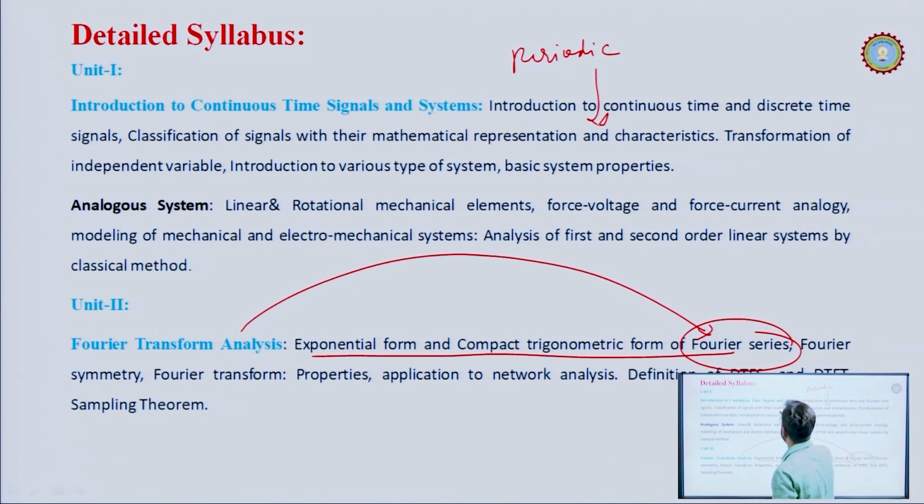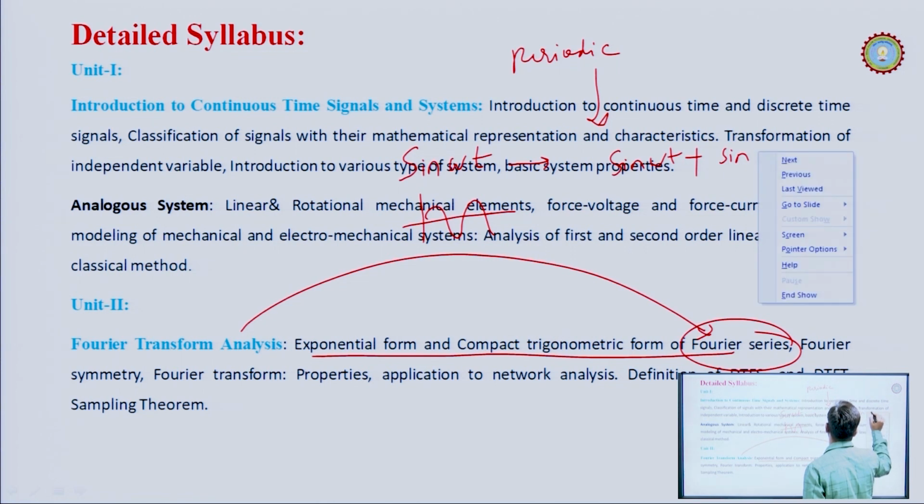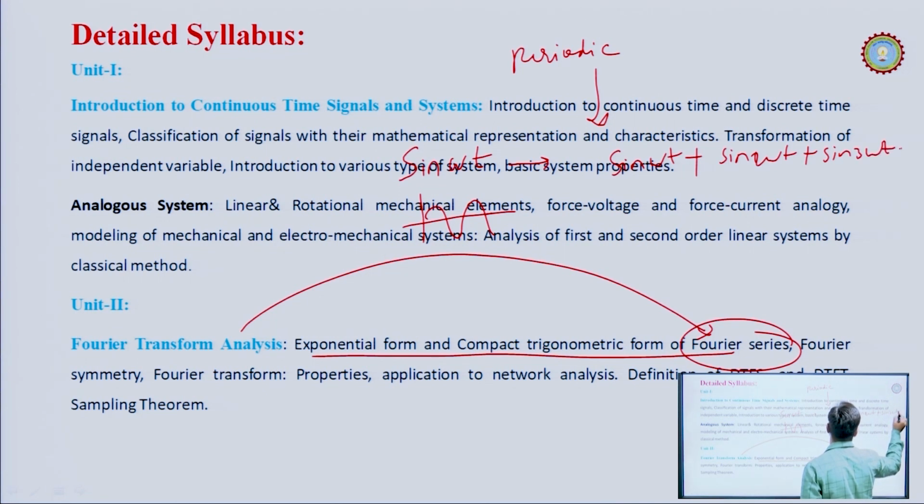For example, if we have sin omega t, we can say sin omega t is a periodic signal. So, we can easily represent sin omega t in the form of sin omega t plus sin 2 omega t. So, a periodic signal can be easily represented in the form of the summation of its harmonics. Okay. So, for periodic signals we will have Fourier series, and for aperiodic we will have other methods.